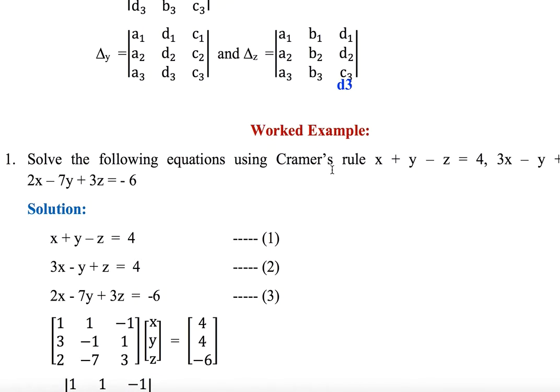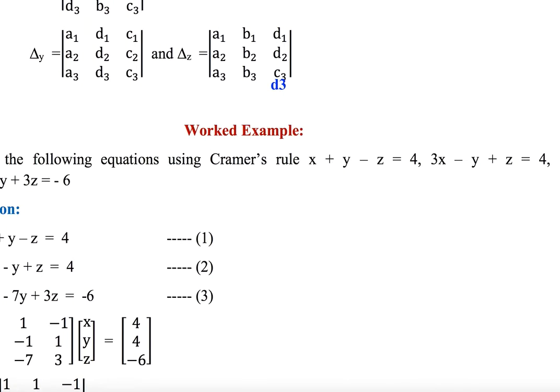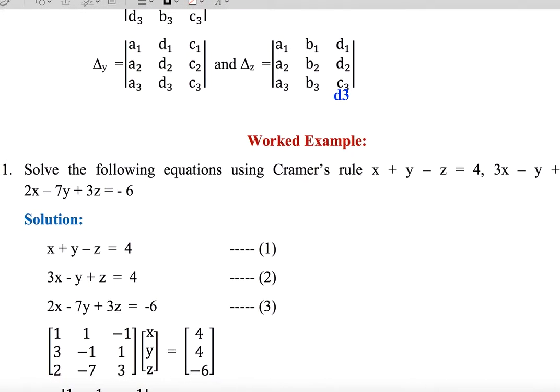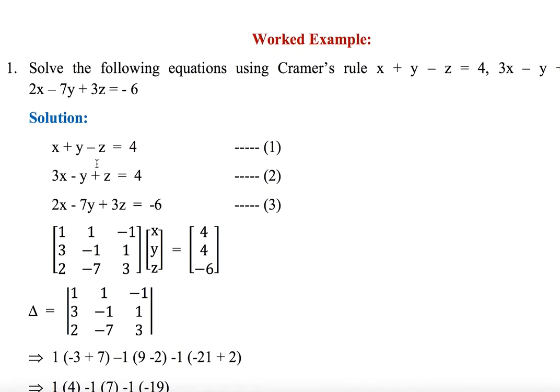Worked example: solve the following equations using Cramer's rule. This is one. The other you want to see. This is one. 3x minus y plus z equal to 4. Third one is this. 2x minus 7y plus 3z equal to minus 6. So first equation, second equation, third equation. Okay, these are the given equations. Write in the matrix form. The coefficients you have to write here in the A matrix: 1 1 minus 1, 3 minus 1 1, 2 minus 7 3. Okay, and x, y, z here, 4 4 minus 6 here.